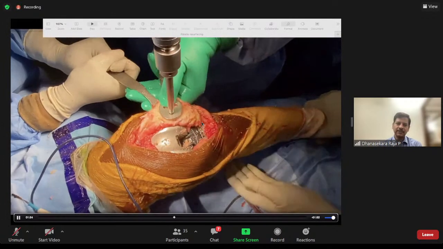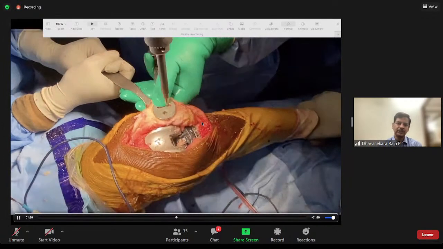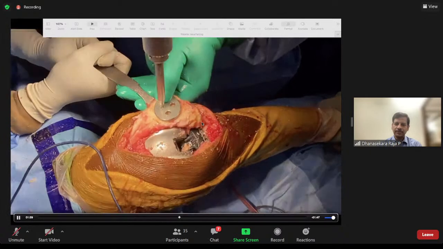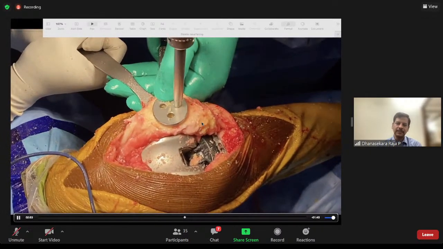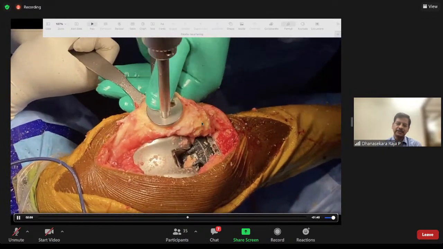So once you invert, the patella moves inwards and downwards and outwards. So you need to angulate the jig so that it's perpendicular to the patellar tendon. So when you reduce the patella, it will sit in the long axis of the femur.